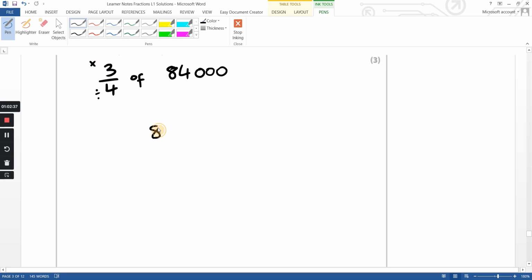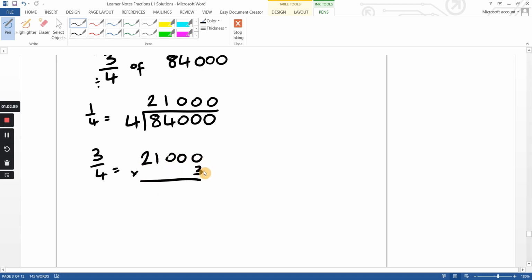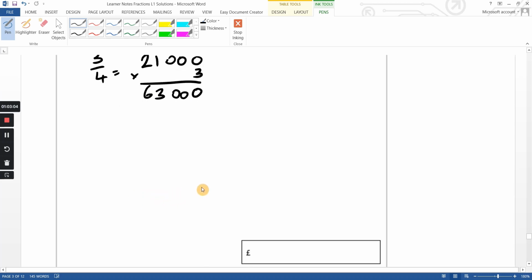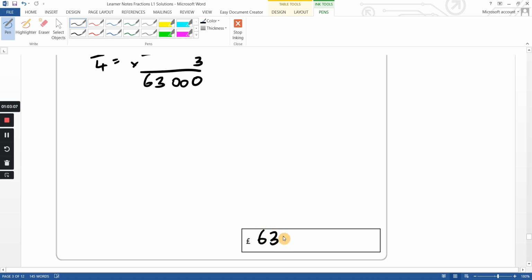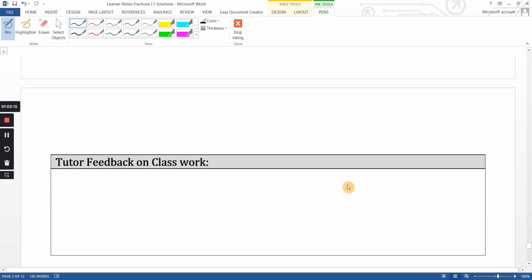So we need to divide by the bottom, multiply by the top. Let's do 84,000 divided by 4. Remember, this is non-calculator. That's £21,000. So this is a quarter, so 3/4 will be 3 times that, which is £63,000. Let's put that in the answer box. Yep, 3 marks for that. It's a really good one. Oh, and that's it. That was the last one.